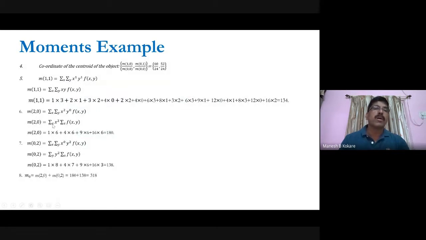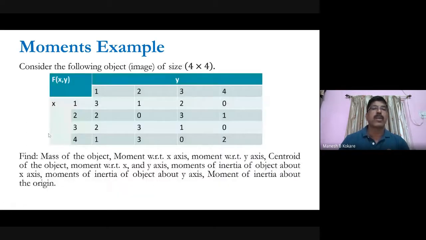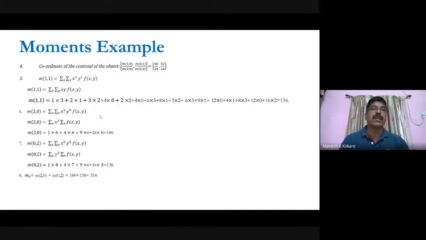Now the second row value will be, what is the square of this one? The square of this one will be 2 squared, which is 4, multiplied by the summation of all those pixels. So 2 plus 3 plus 1, that is 6. So 4 into 6 will be your second value. See that 4 into 6 is your second value.